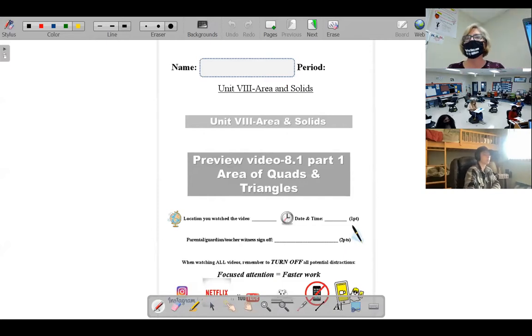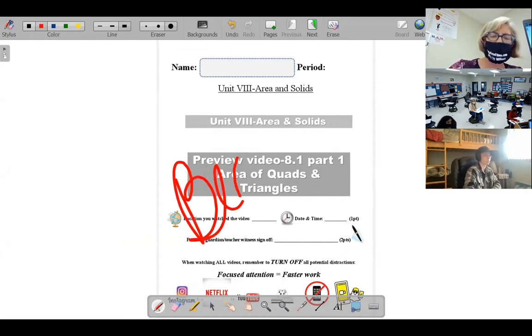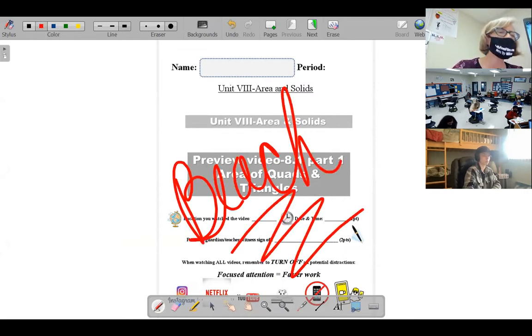First page. Since we don't have a sign off, I'd like you to write this word at the top. Write beach. Nice and big. That tells me you were in class, paying attention. And for the majority of us, this is where we would rather be at this very moment. Okay, to the right you go.